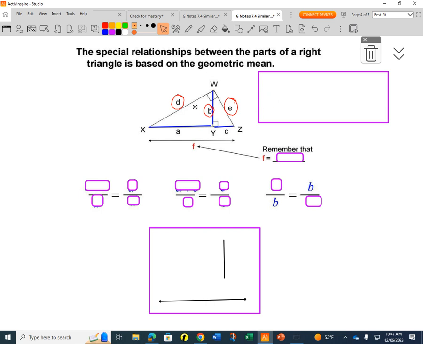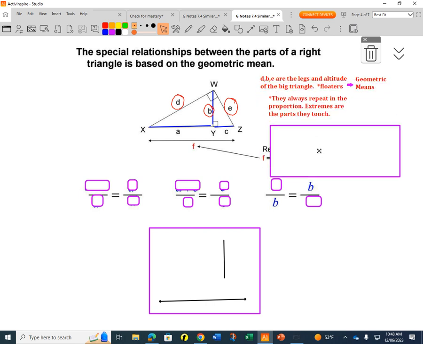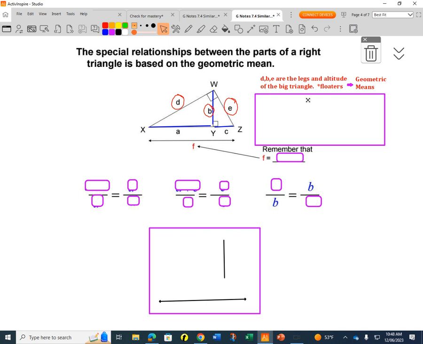They represent a particular relationship between the length of the long leg to the different parts of these 3 triangles, the length of the short leg to the different parts of these triangles, the length of the altitude to the different parts of these triangles. So D, B, and E are the legs and altitude of the big triangle. When Miss Rayleigh teaches it, she calls them floaters because they're up higher than the other letters on this diagram.